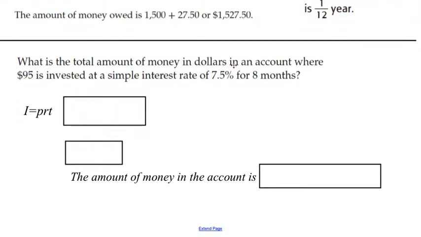What's the total amount of money in dollars in an account where $95 is invested at a simple interest rate of 7.5% for 8 months? Go ahead and pause the video, and I'll give you the answer when you come back.